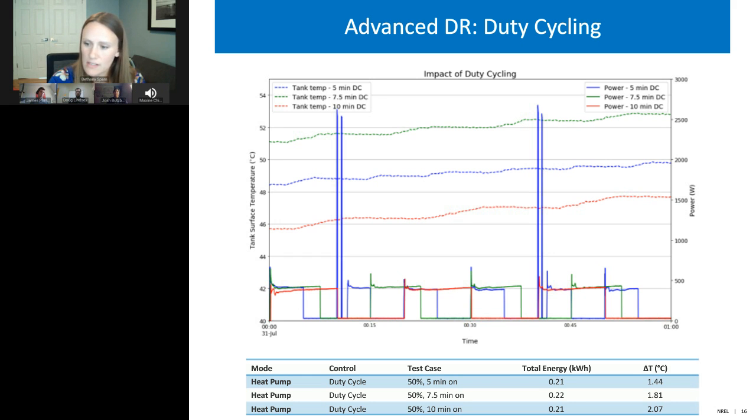So in the table below, you can see that the total energy for each case is the same, which makes sense. They're all 50% duty cycle. But you can see the delta T, the temperature change over that hour, goes up as the on time goes up. There were some cases that we looked at that had smaller on times, and you can see that the blue, the shortest on time, has these little spikes, so it's a little bit unstable. So the longer the on time, obviously, the more heating you're going to get. This is something that could be a nice tool for getting a very predictable load shape.